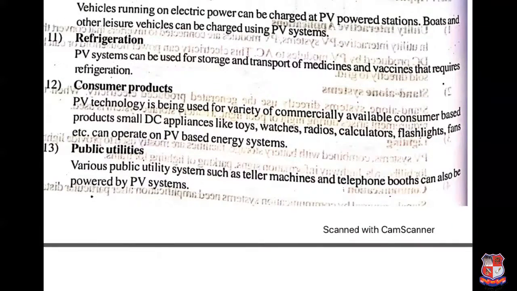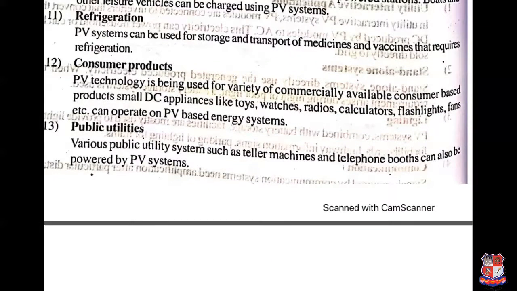Next, consumer products. PV technology is being used for a variety of commercially available consumer-based products. Small DC appliances like toys, watches, radios, calculators, flashlights, fans, etc. can operate on PV-based energy systems.